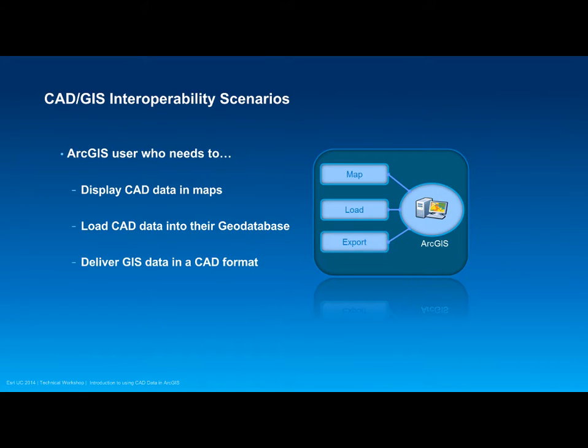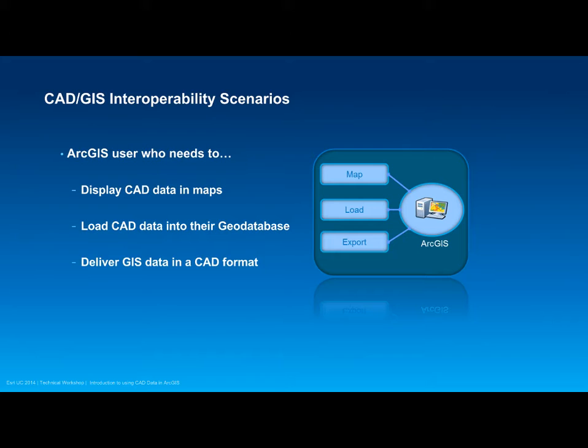So these are some CAD GIS interoperability scenarios. An ArcGIS user who needs to do any of the following may have a set of scenarios and procedures they use to work with GIS data. Sometimes you may just display CAD data in a map in conjunction with your other GIS data. If you want to edit and manage the information that's in the original native CAD file, if you want to edit and update that data, you have to load the CAD data into a geodatabase. You could also convert it to a shapefile, but a geodatabase is a more relevant and current format.